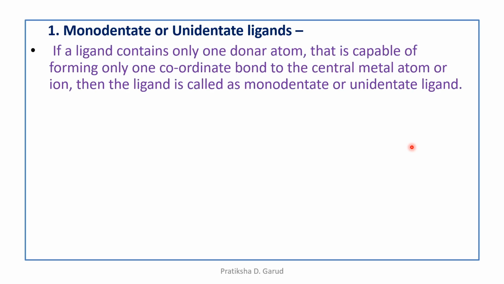So the definition is, if a ligand contains only one donor atom that is capable of forming only one coordinate bond to the central metal atom or ion, then the ligand is called a monodentate or unidentate ligand.